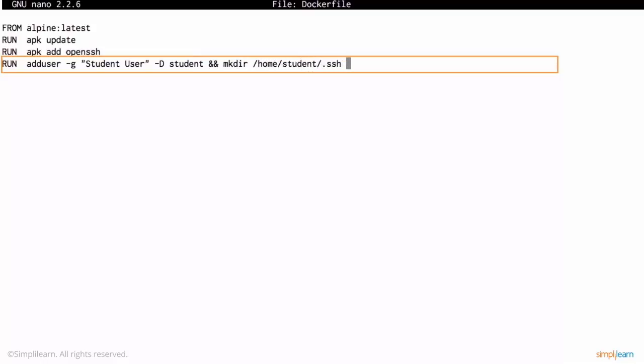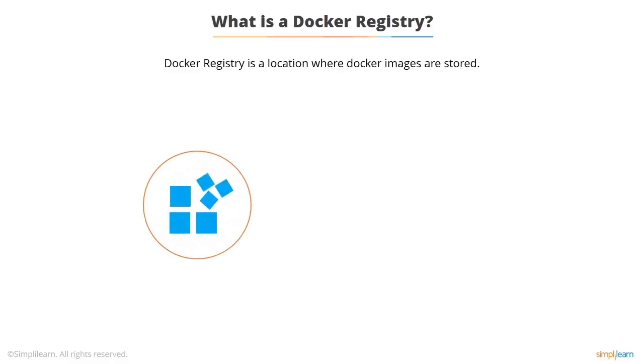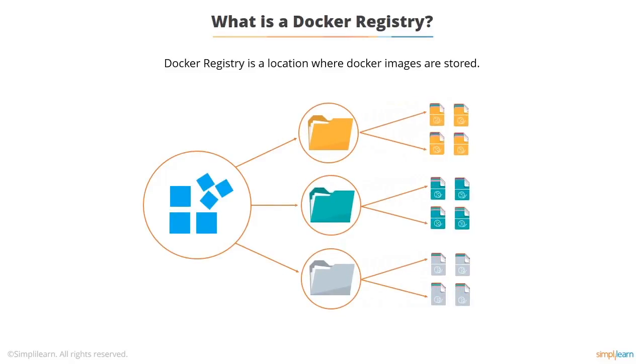What is a Docker registry? A Docker registry is a location, usually on the internet, where Docker images are stored. A registry contains a number of repositories. Each repository contains different versions of a particular type of image. Registries contain many different repositories.